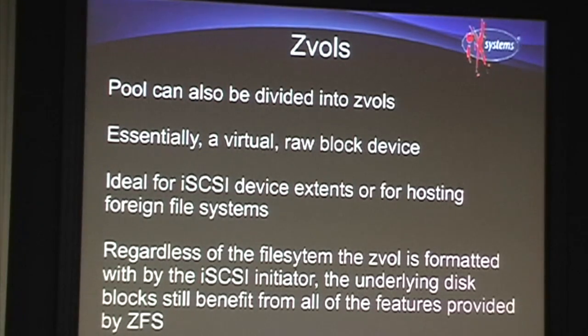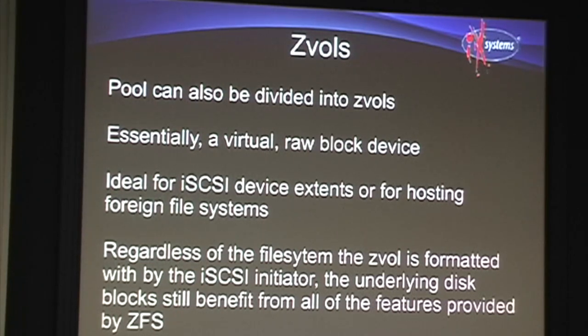The other type of file system that you can create in ZFS is something called a zvol. And basically think of a zvol as a virtual raw block device. This is something that you're going to share out and you're going to format with another file system. So the most common use case is to use it for iSCSI, but you can also use it to host foreign file systems.